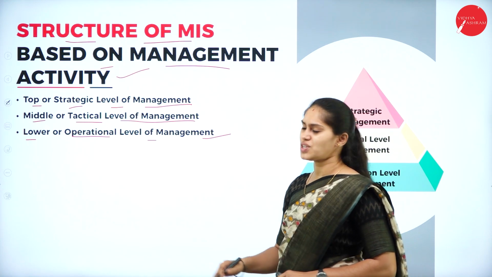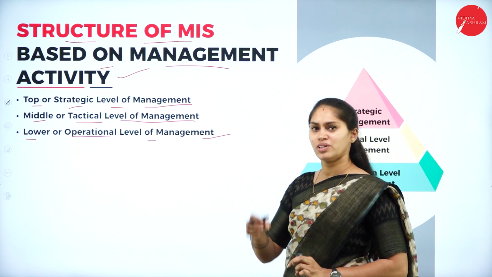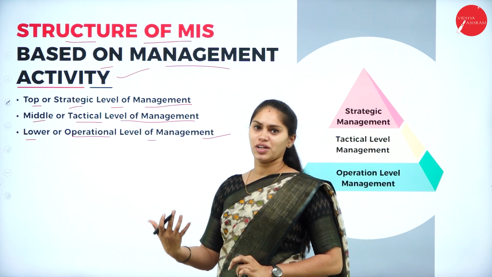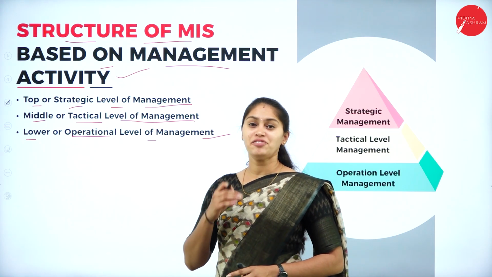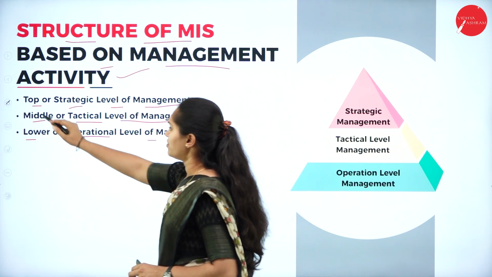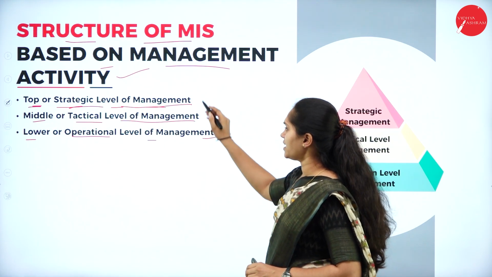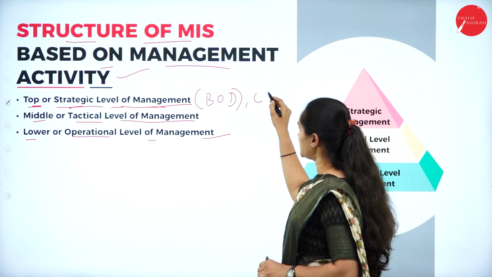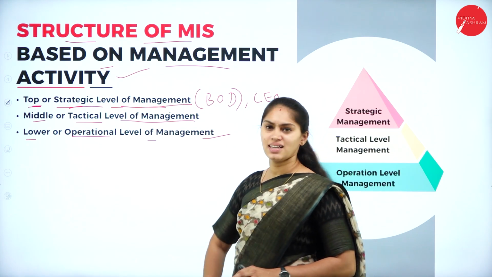So what each level of management is going to do. Each level has its unique characteristics. Each level is going to perform its own, different operations. First is the top or strategic level of management. It includes the BOD, that is the Board of Directors, and the Executive or CEO of the organization. They all come under this category.